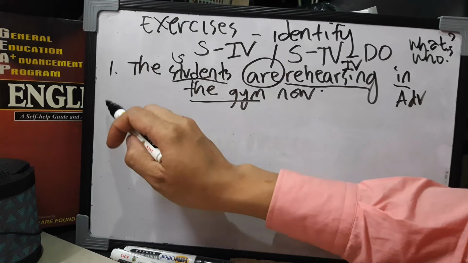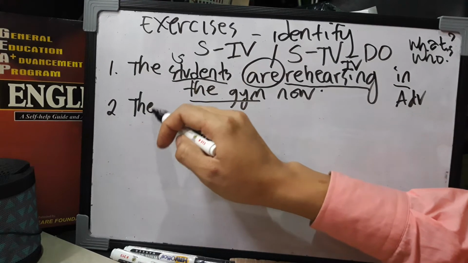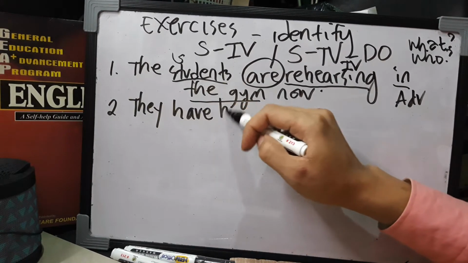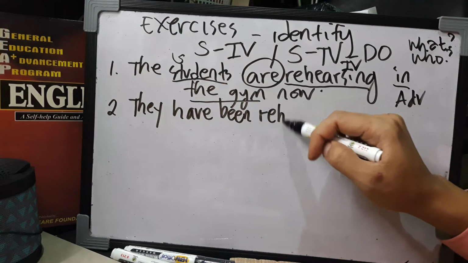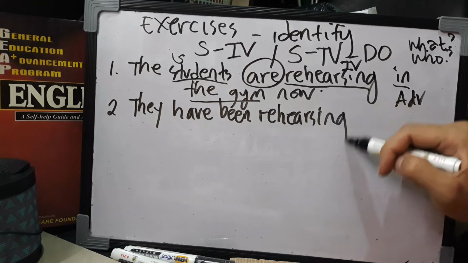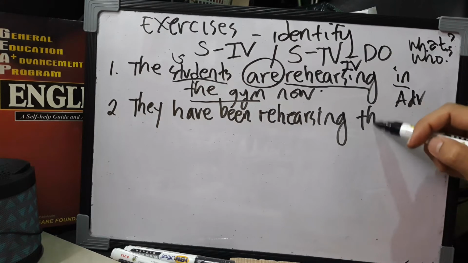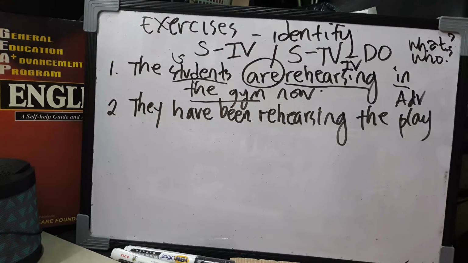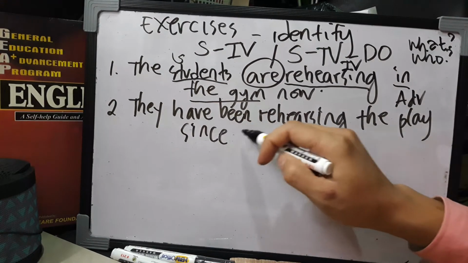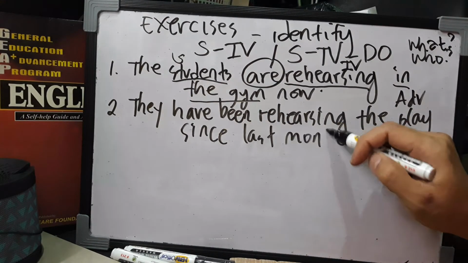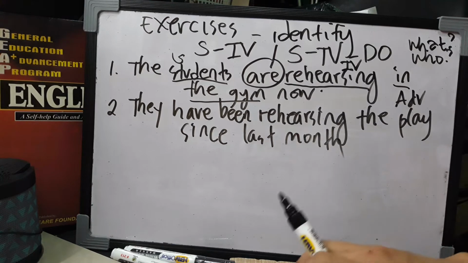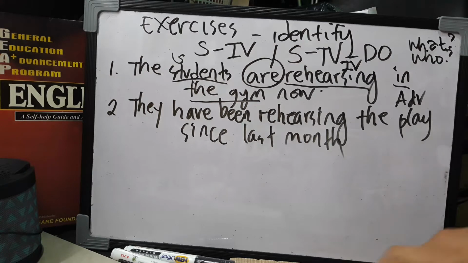Let's have the second example here. They have been rehearsing the play since last month. So they have been rehearsing the play since last month. So guys, what do you think is the basic pattern here? Is it an SIV or is it an STVDO?